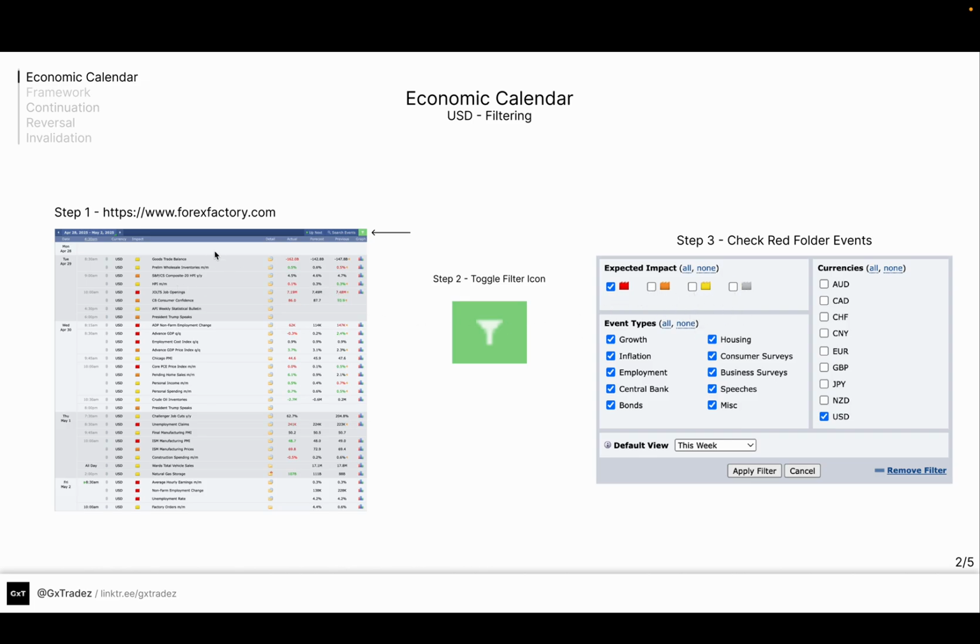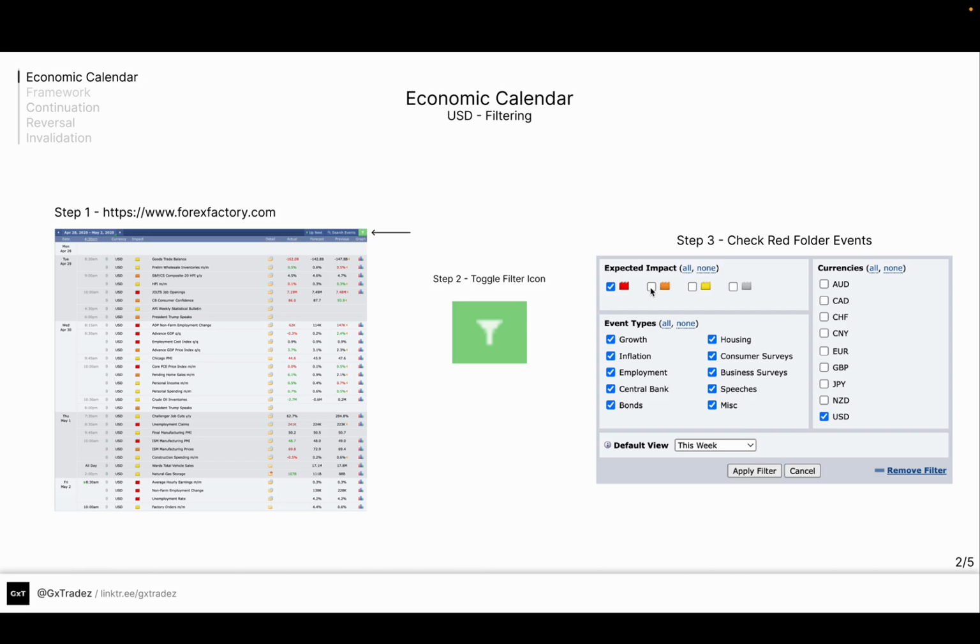So the first thing you're going to do is log on to forexfactory.com, right? This page is going to be pulled up when you go to calendars, and you're going to toggle this little green filter icon. When you press that, this is going to pop up. And now whatever asset you're trading, if you're trading Euro JPY, then you're going to click Euro JPY and unclick everything else, right? If you're trading indices, the only thing you should have checked is USD.